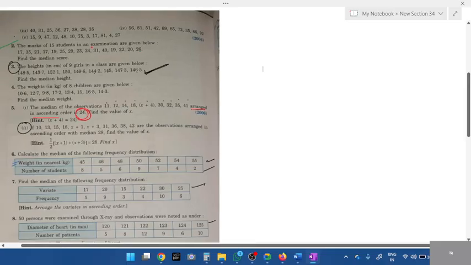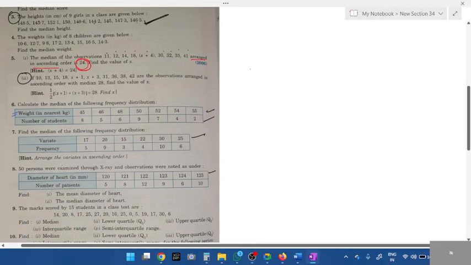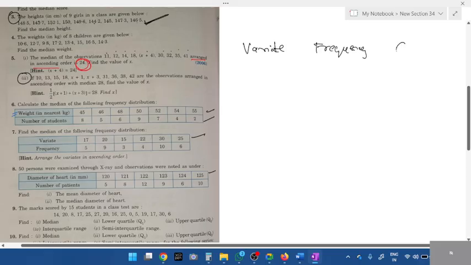See, previous year students, they don't give us direct values like this. It is very rare. They give the seventh question. Look at the seventh one. Is it arranged in ascending order, or do we need to arrange? We need to arrange, right? Take variate, frequency and cumulative frequency.